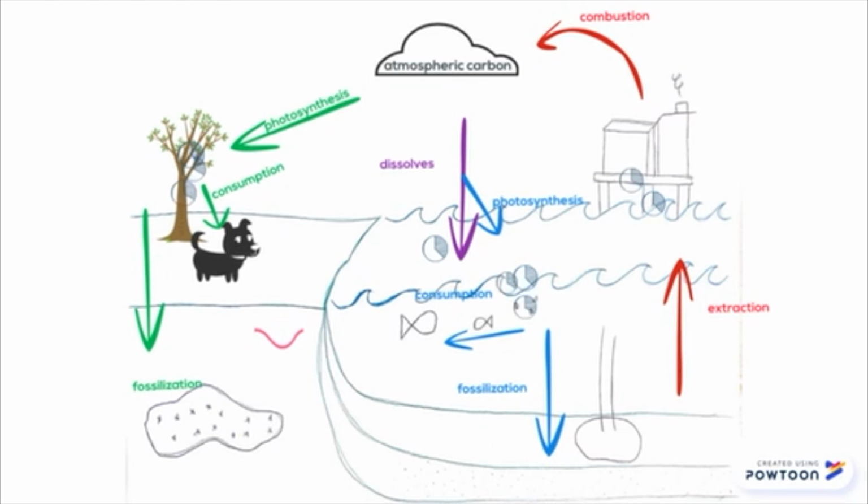At the blue arrows, phytoplankton that consumed carbon is consumed by other fish. Once they die, the carbon through fossilization turns into limestone. At the green arrows, carbon when absorbed by the tree is consumed by organisms like the dog.